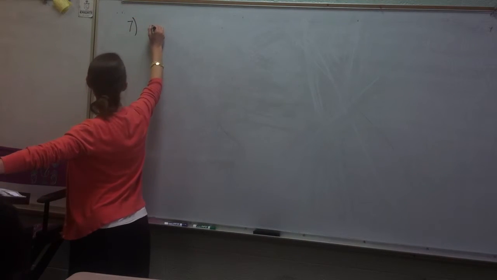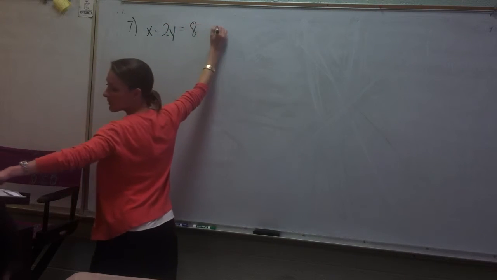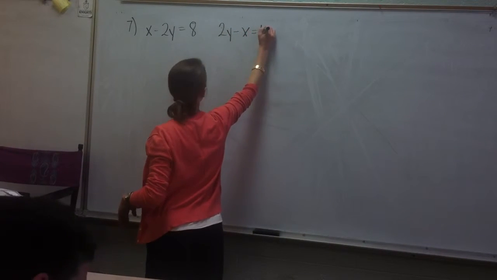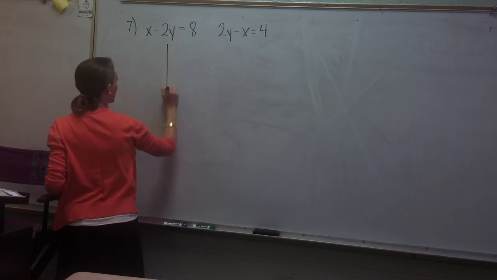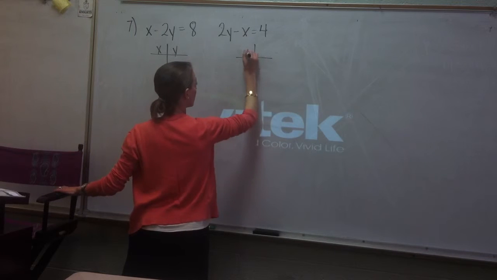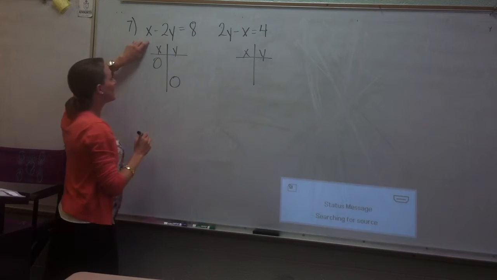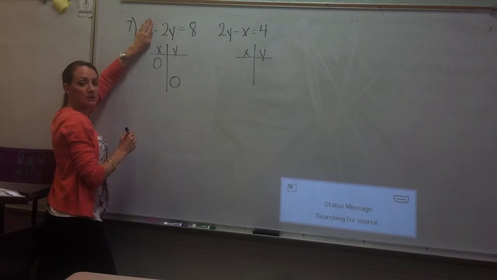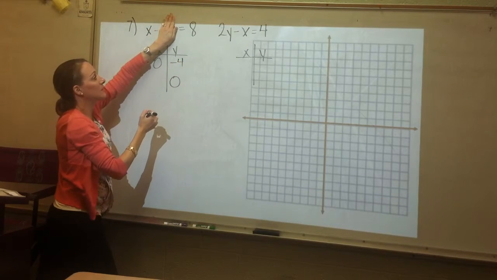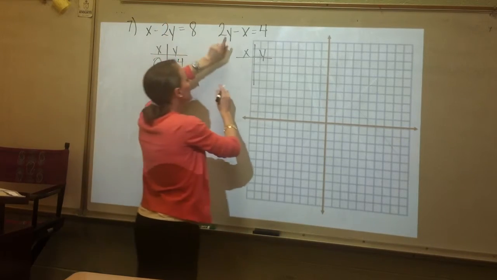Alright, I need your attention on number 7. Okay, you gotta be really careful. Here, if x equals 0, what does y equal? 4. How about, wait, negative 4? If y equals 0, what does x equal? 8. 8. Look here, really careful.